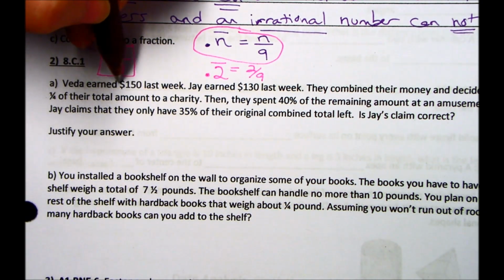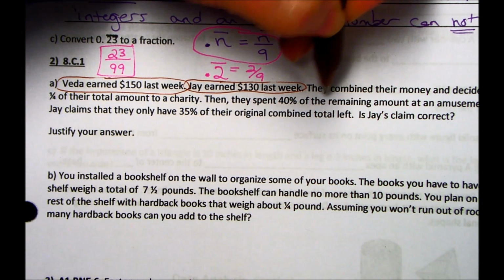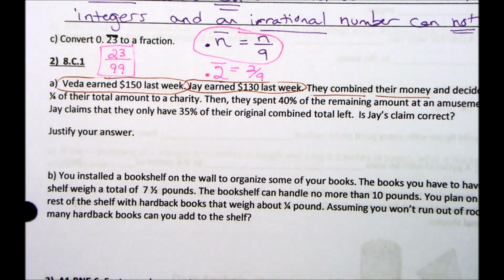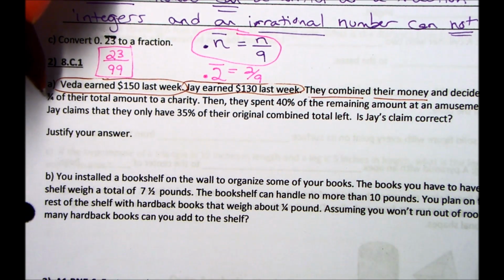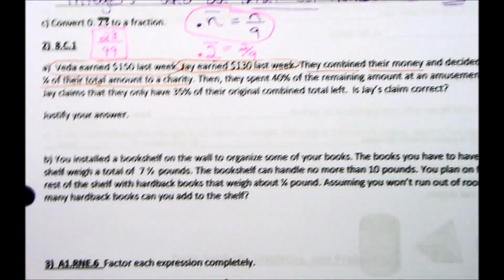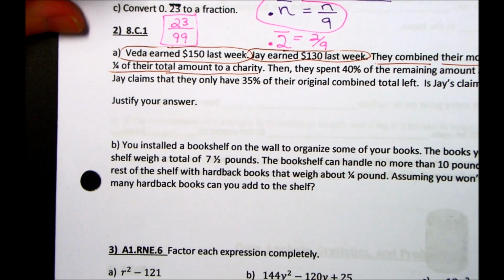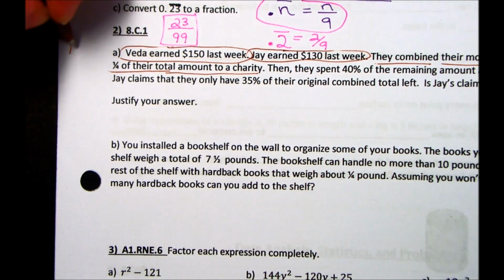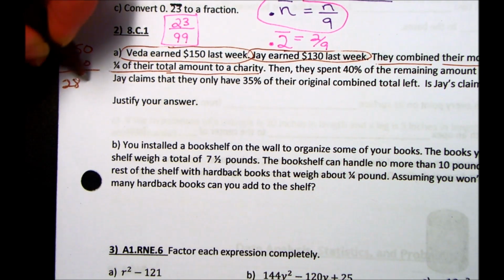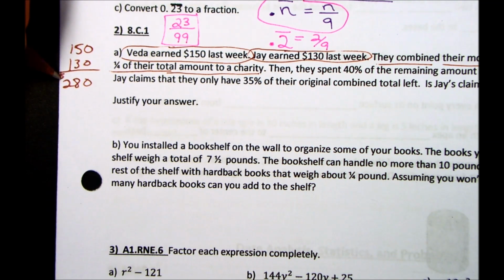So there's a lot of computation going on here, and that's exactly what this question is assessing. So Vita earned $150, Jay earned $130. They combined their money and then decided to donate 1/4 of their total amount to charity. So I'm going to stop right there. The first step is to add these numbers together, and I'm going to use the space over here in the margin. So 150 and 130 added together gives us 280. So that's the total amount that they would have together.